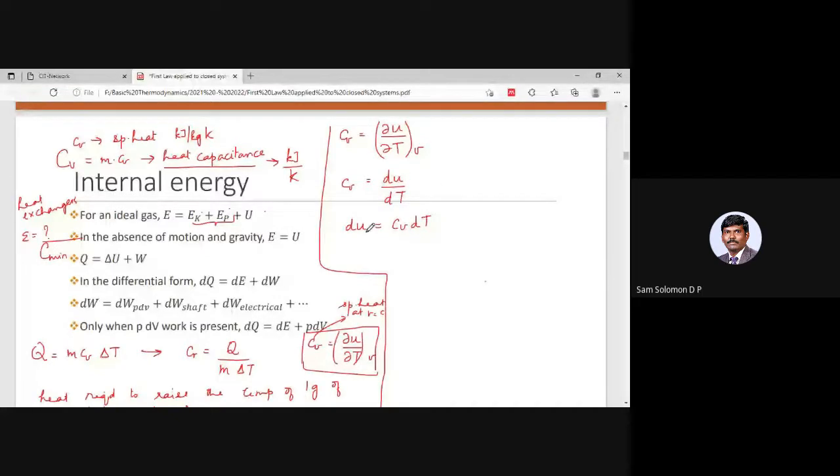So I can write du is equal to CV times dt. And if I integrate it on both sides, integrating du, normally we write u, but I have told you in thermodynamics, you will not be able to estimate the internal energy, but you will be able to estimate the change in internal energy. So this is delta U equals CV times (T2 minus T1), or CV times delta T. Okay.